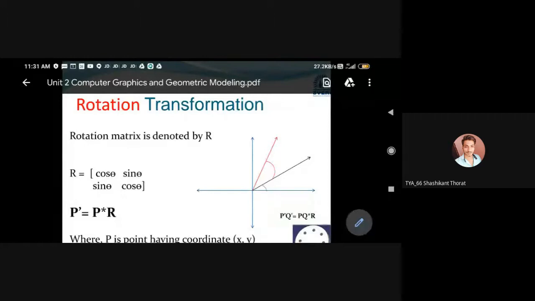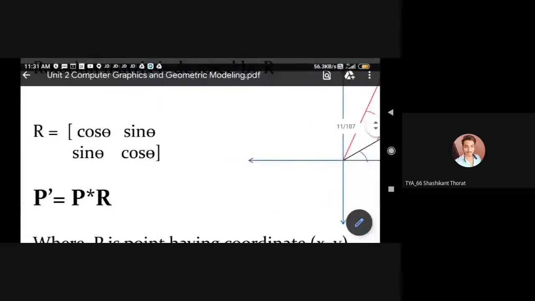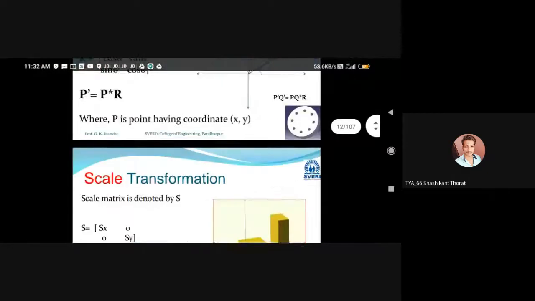Now we should know only the transformation matrix. If you consider rotation, this transformation matrix is required. R is equal to the transformation matrix [cos theta, sin theta; sin theta, cos theta]. So we have to only put the theta value here. We will take a direct example.